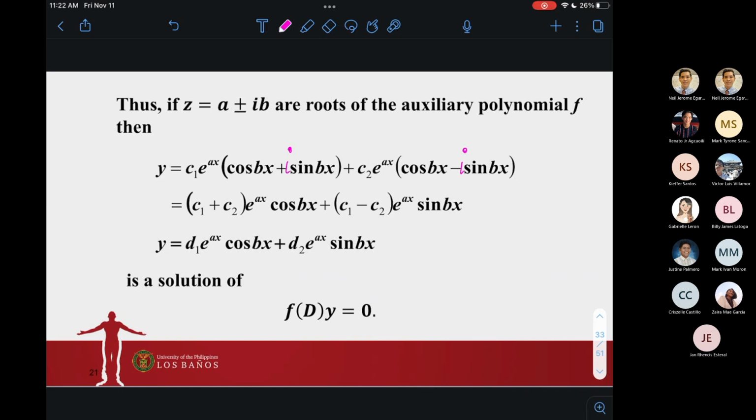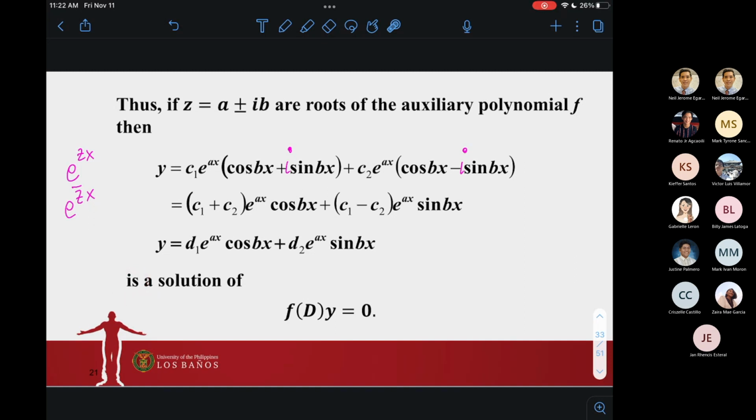Okay. Now, you can trust me that the two solutions we got from the complex roots, namely e to the zx at saka e to the conjugate ni z times x, they are linearly independent. So that means the general solution, if you only have two complex roots, all right, the general solution will be a linear combination of e to the zx and e to the z conjugate x. So yun yung sinasabi ng slide na to. Actually, naging conservative siya. Sinabi niya lang is a solution.